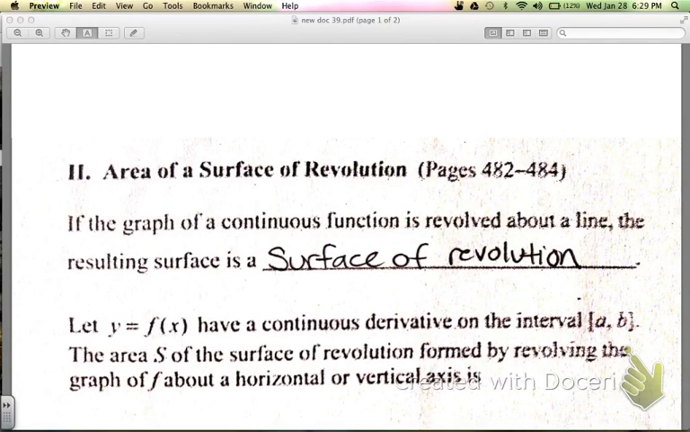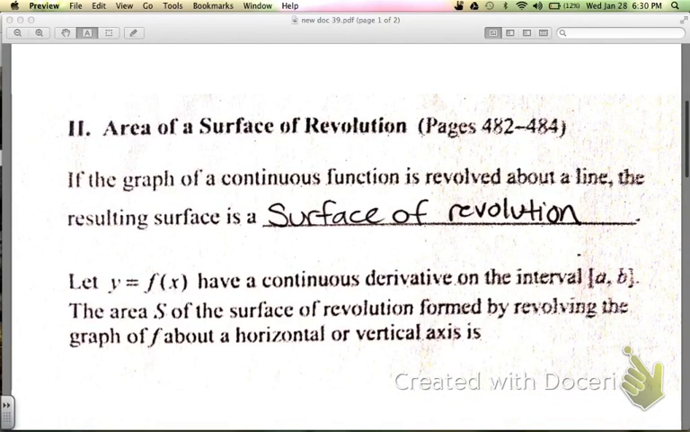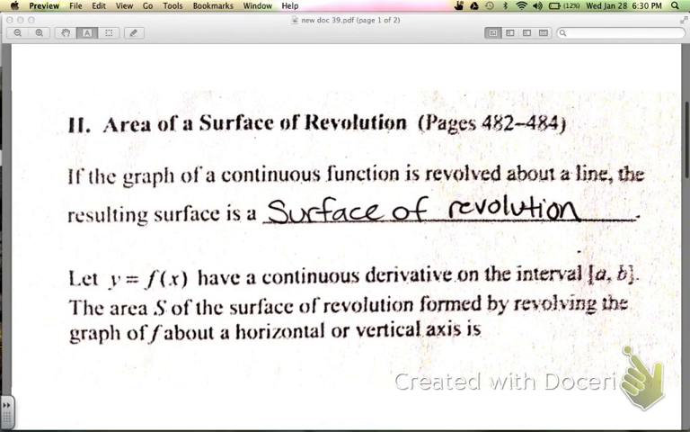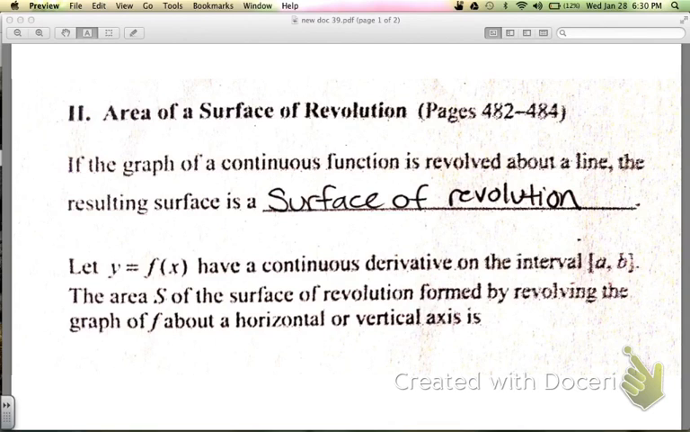Alright, so here is the second part of 6.4, which is the area of a surface of revolution. Previously we were finding the length of an arc, and in the previous section we were finding the volume of revolutions, so turning things around a certain axis. Now we're looking at the surface area of a revolution.